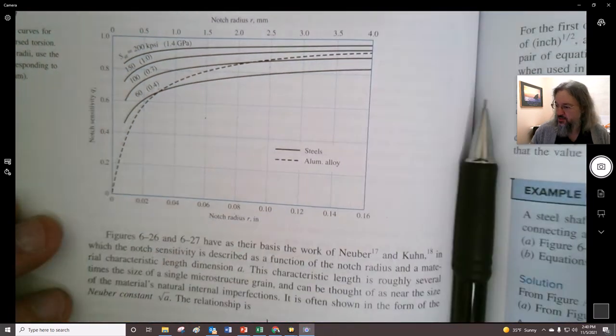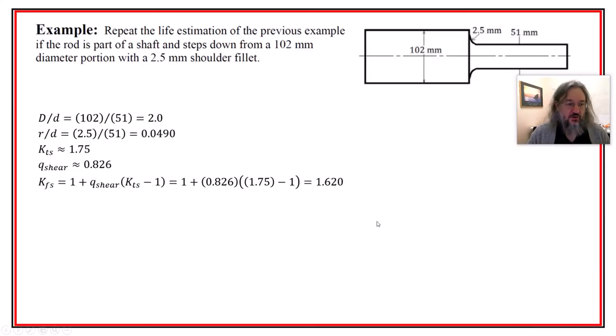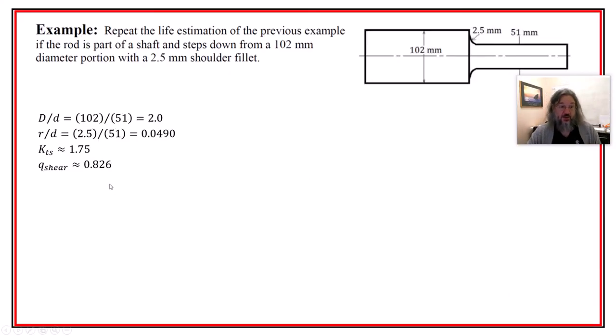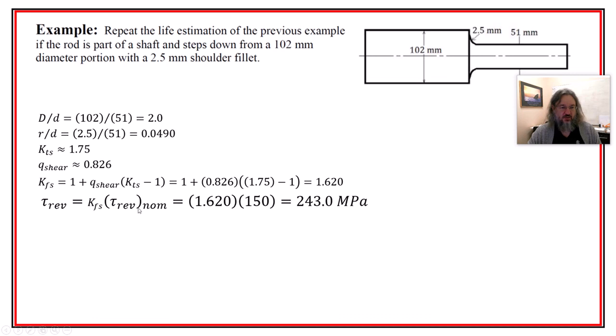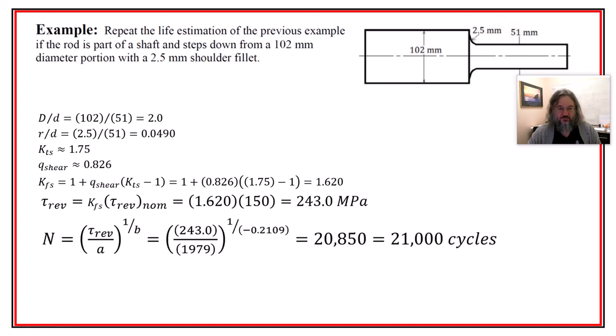Now for mine I was able to use the equations, and I got 0.826. Applying that 0.826 to that 1.75, we've reduced the stress concentration to 1.62. We can multiply it by the nominal shear of 150, and I get 243. Then we put it back into the equation for the life prediction, and that's now 20,850. So what did we drop it down to because of stress concentration? It was 200,000, now it's 21,000, something like that.